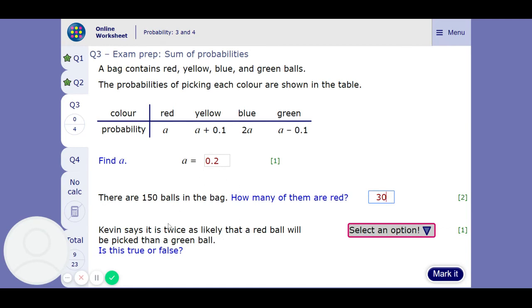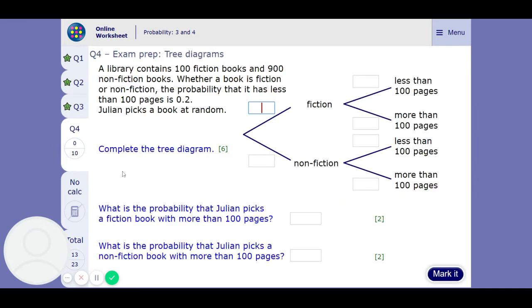So let's have a look. This works out to be, for red 0.2 and the green 0.1. Yes, it is. It's true. It's true because 0.2 is twice 0.1. So let's check it. We've got them all right. Great. On to the last question.